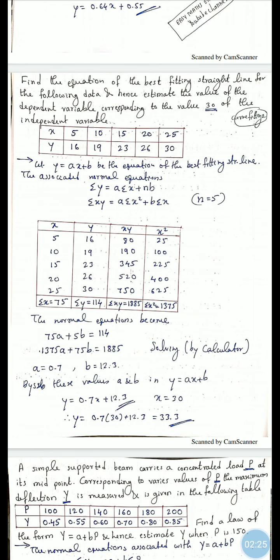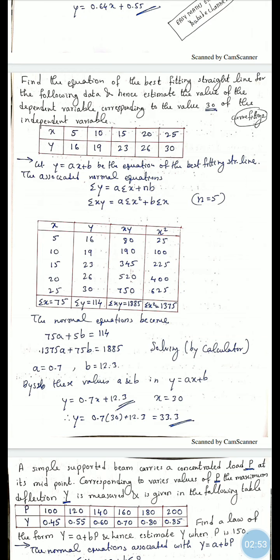Find the equation of best fitting straight line from the following data, and hence estimate the value of the dependent variable corresponding to the value of 30 of the independent variable, given that x and y: x row contains 5, 10, 15, 20, 25; y: 16, 19, 23, 26, 30. So let us solve the example.